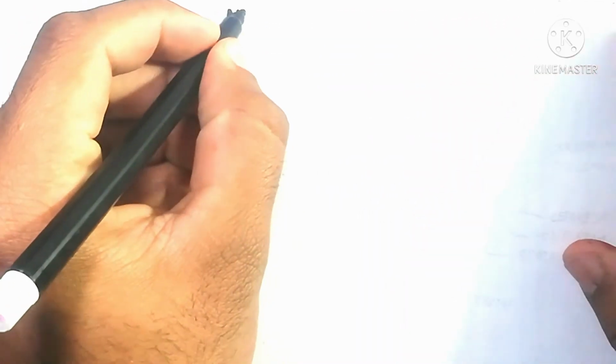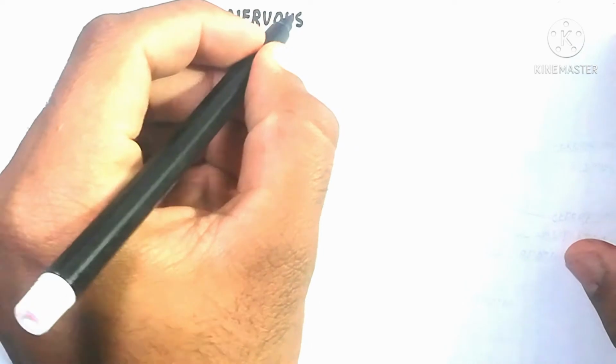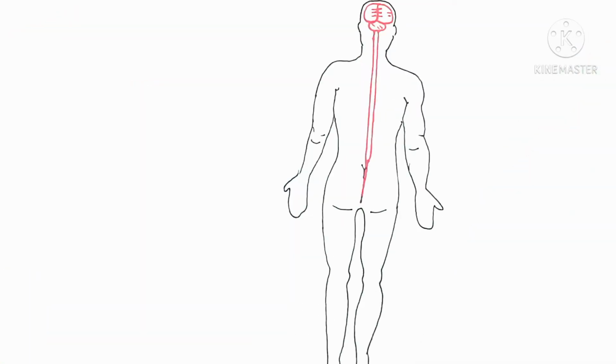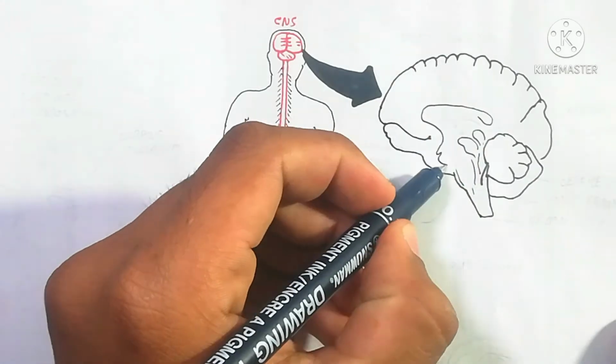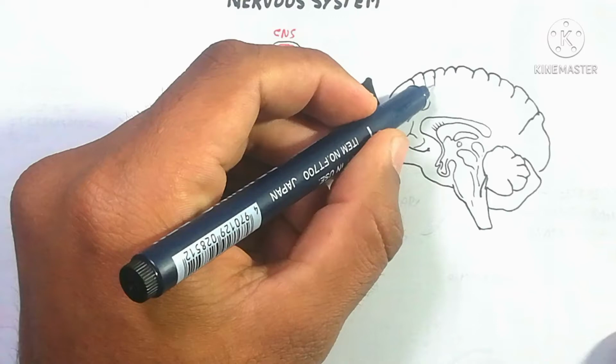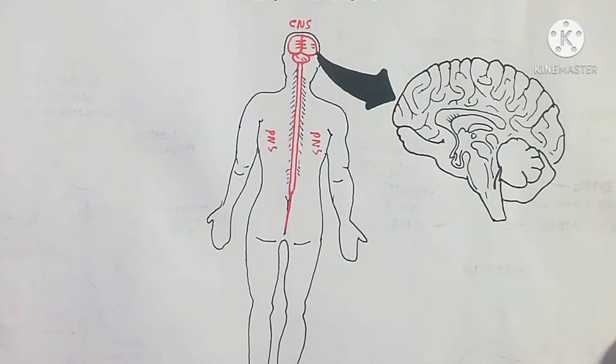So today we will discuss the nervous system. That is the overview of the nervous system. Here I will draw a person that contains a central nervous system and peripheral nervous system. Here the peripheral nervous system covers the whole body. On the other hand, the brain and spinal cord make up the central nervous system, which is present in the center of the body.